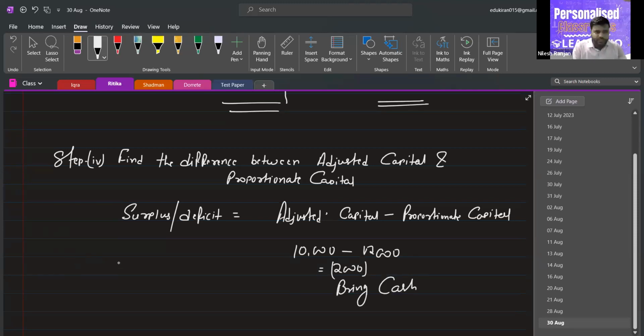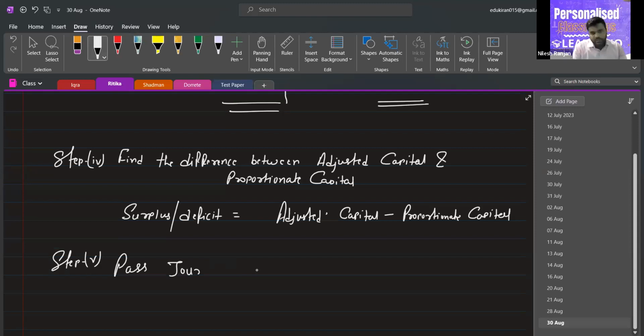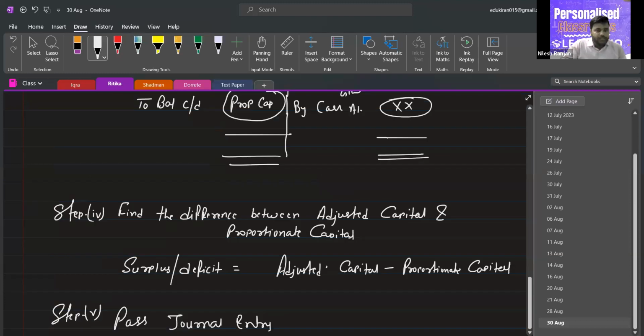Step 5, pass journal entry. And I think you know the entry. If they have to bring cash, then cash account debit to respective partner's capital account. And if they withdraw cash, then their capital account debit to cash. So we have to follow these steps.